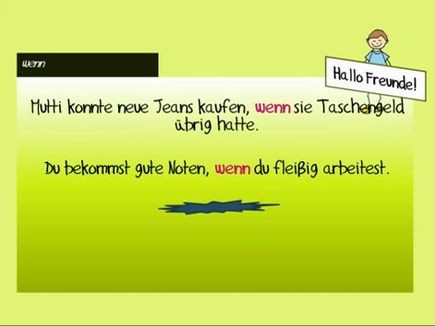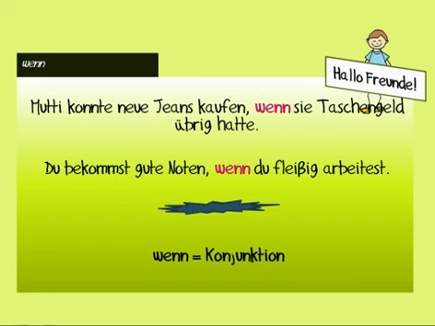In the second example, you will have good grades when you work busily. Okay, so in these 2 sentences you can see that the first one is in the past tense, this one is in the present tense, so tense obviously makes no difference here.